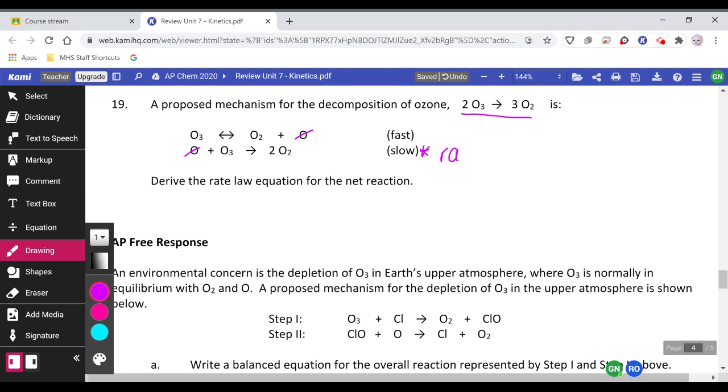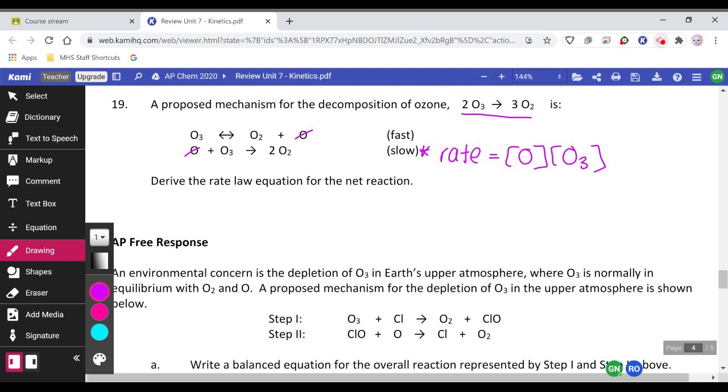Okay, so rate equals, I'm going to have the concentration of oxygen times the concentration of O3. Okay, so that's based on the molecularity. And so now, is that okay? Can I go ahead and report that as the rate law? I can't. Why can't I? Which one of those do I need to get rid of? Yeah, I have to get rid of O from that.